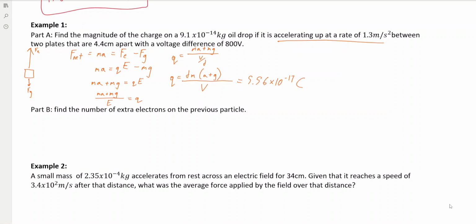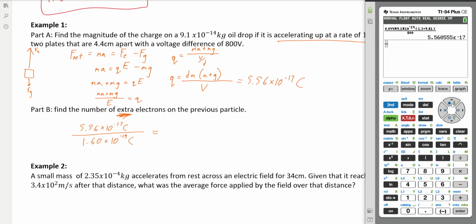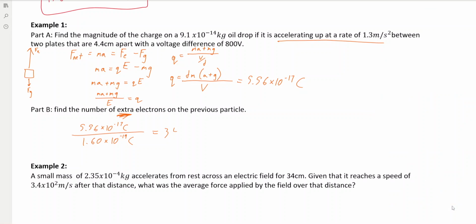And this is coulombs. Now it says find the number of extra electrons on the previous particle. So if that's what the charge was, essentially extra electrons is asking how many electrons does it take to make up that charge. So all we're going to do is take 5.56 times 10 to the negative 17 coulombs, and we're going to divide it by what one electron would be, 1.60 times 10 to the negative 19, and we're going to get our answer. So 1.6 times 10 to the negative 19, and we get 348.